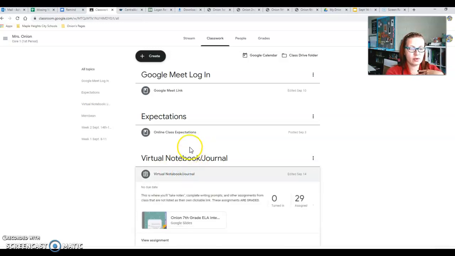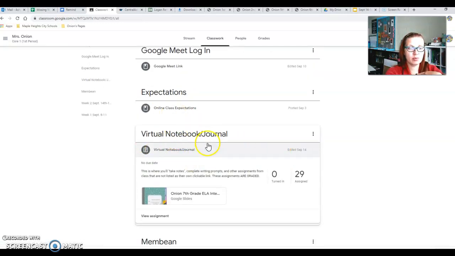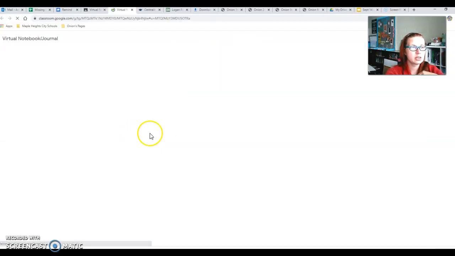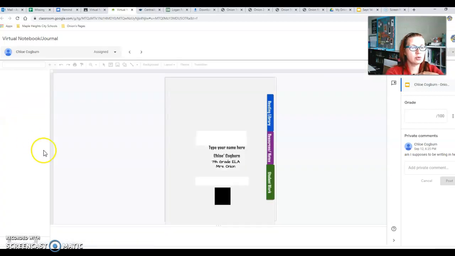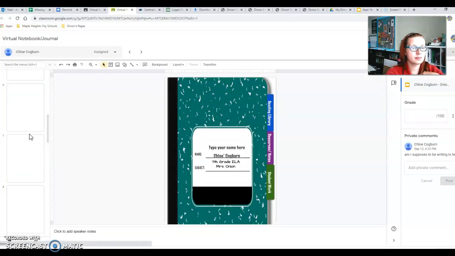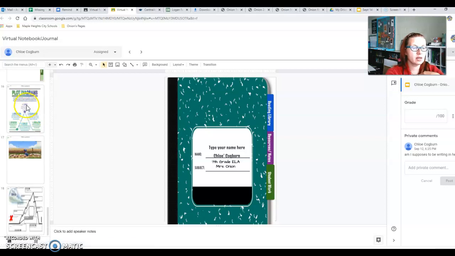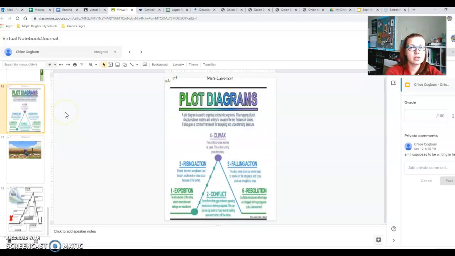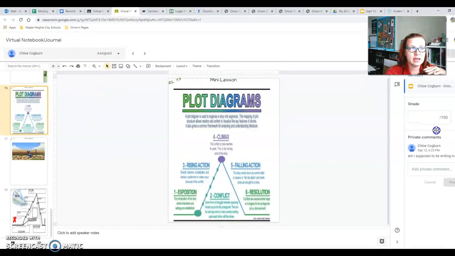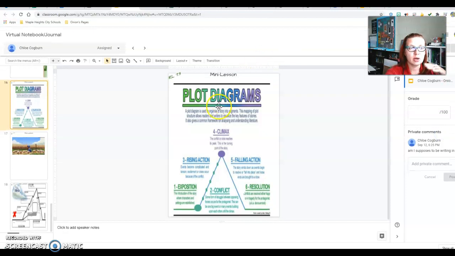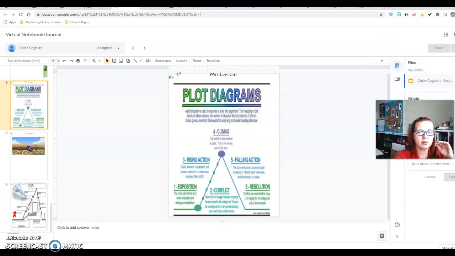Today, what we went over is in your virtual notebook or journal. So if you go to the last 3 pages, today we reviewed the plot diagram. You all have been doing this, I swear, since kindergarten, but we still have to do it. So, that being said, let me move this so we can get through here.